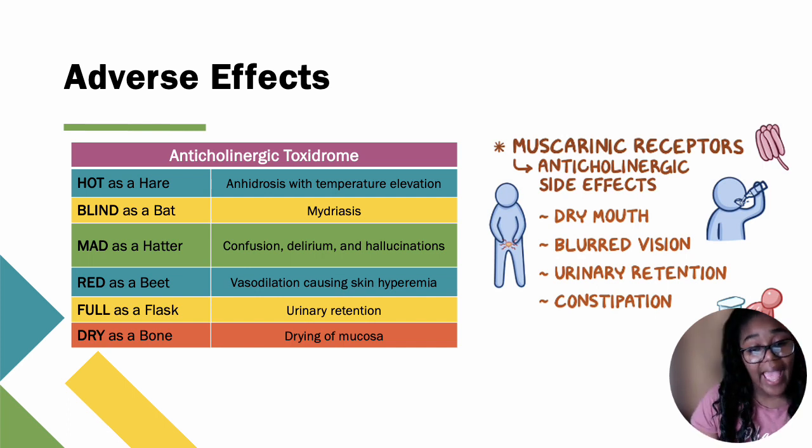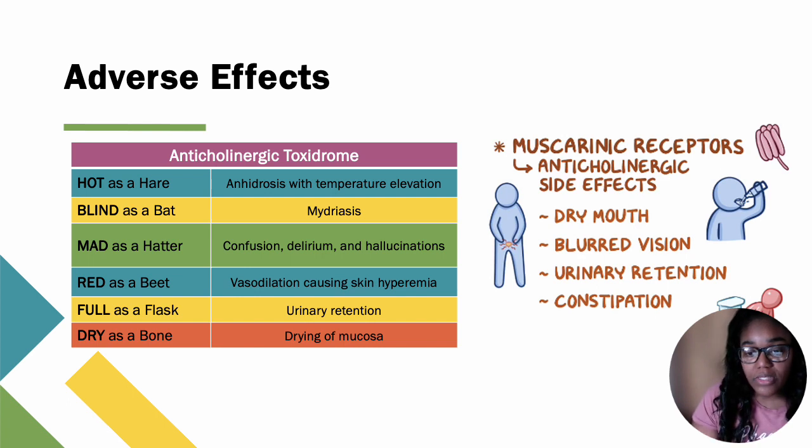You are mad as a hatter, so you're confused, with delirium and hallucinations. Red as a beet: there's vasodilation causing skin hyperemia or redness in the skin. Erythema is another way to say that. You are full as a flask, you have urinary retention, and you're dry as a bone. So your mucosa, normally your mucosas are wet, those end up being dry, so you have dry mucosas.